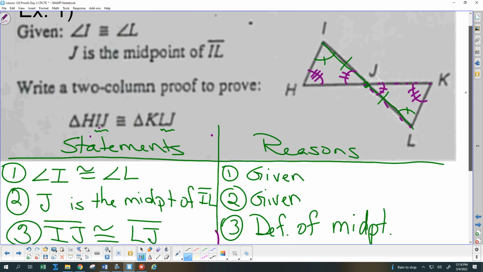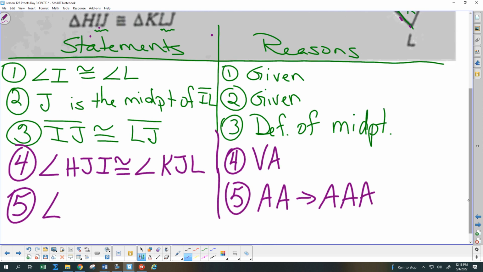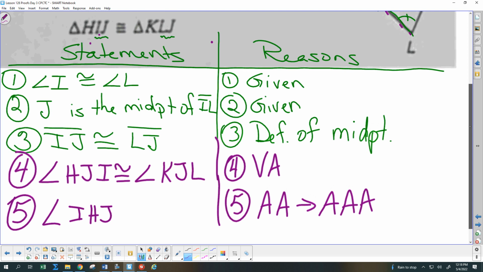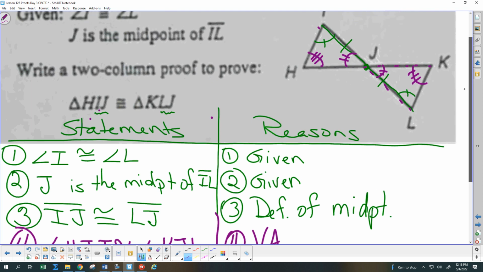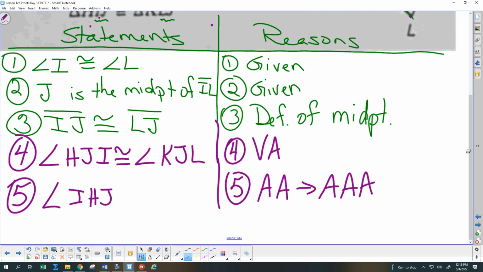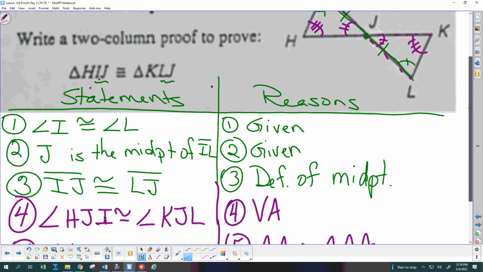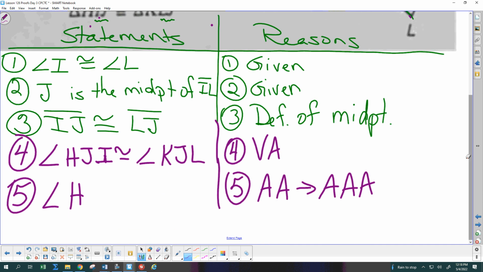So I can name it any way that I like for the first triangle. So I'm going to say IHJ. I could have said JHI, but I'm going to say IHJ. Actually, I don't think I need to do that, do I? Can I just call that angle H? Because there's only one angle there. That'll make life easier. So I'm just going to say angle H there and angle K.